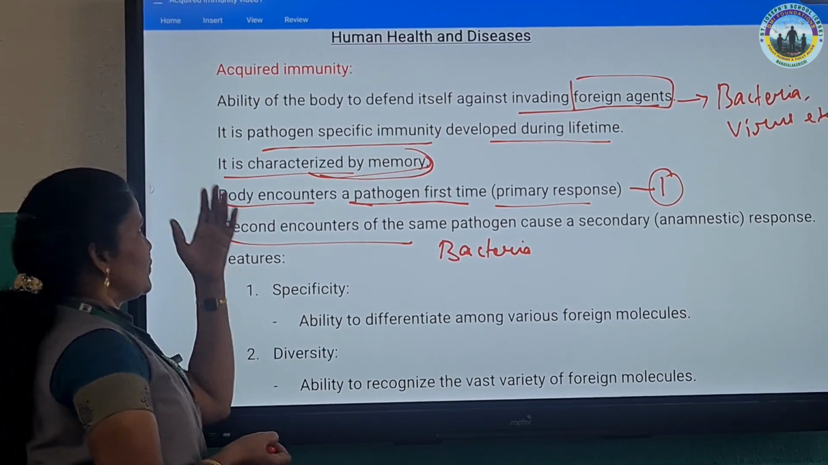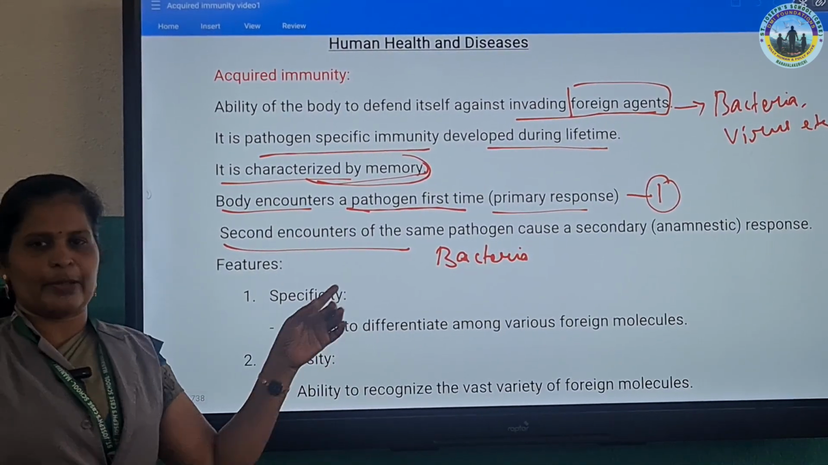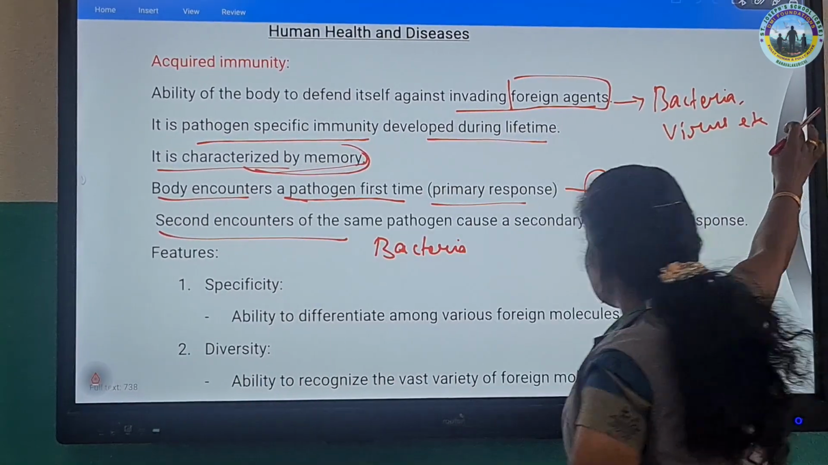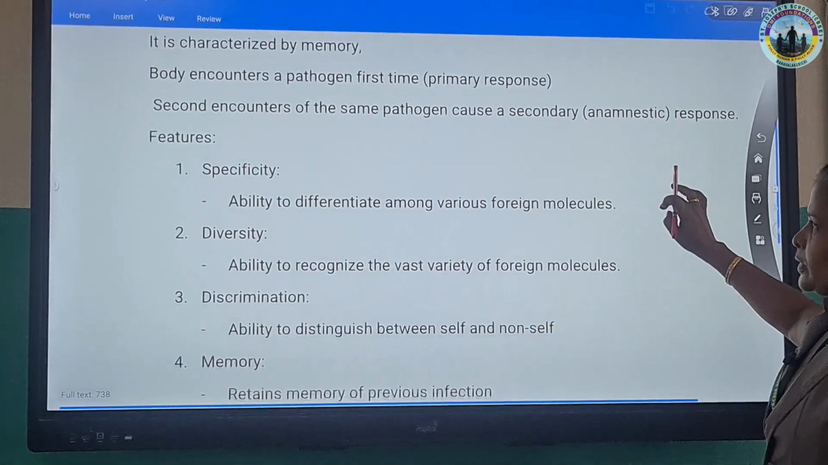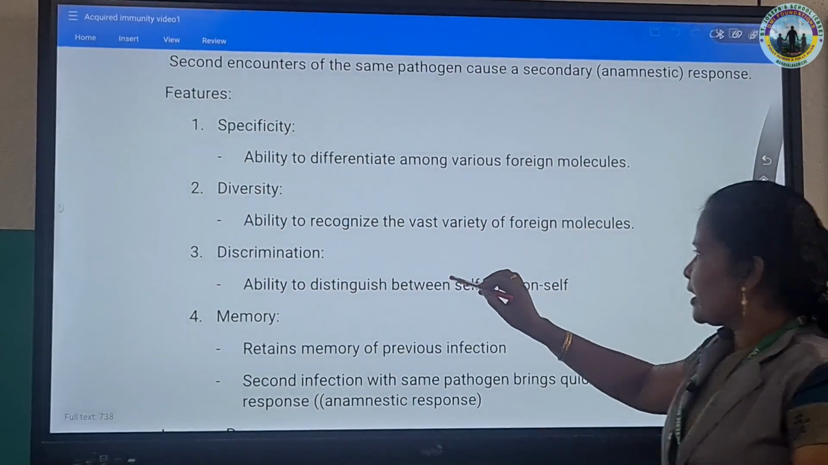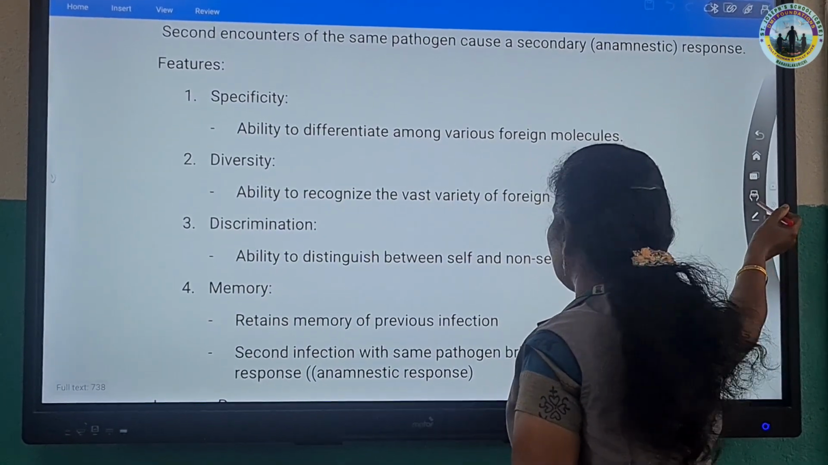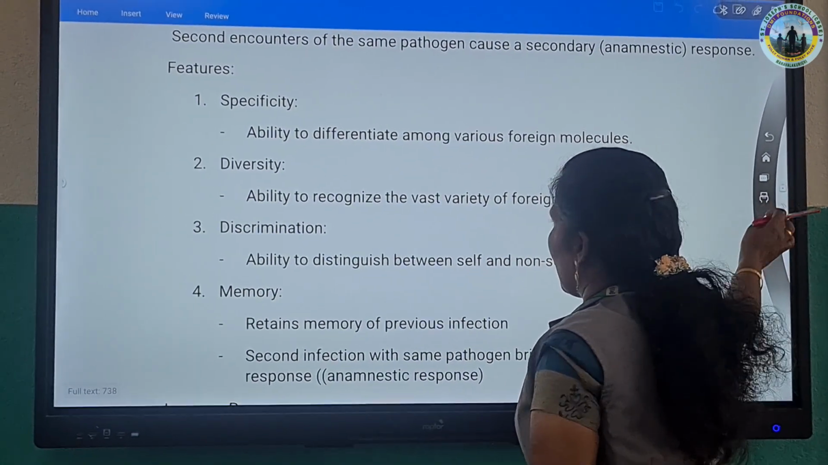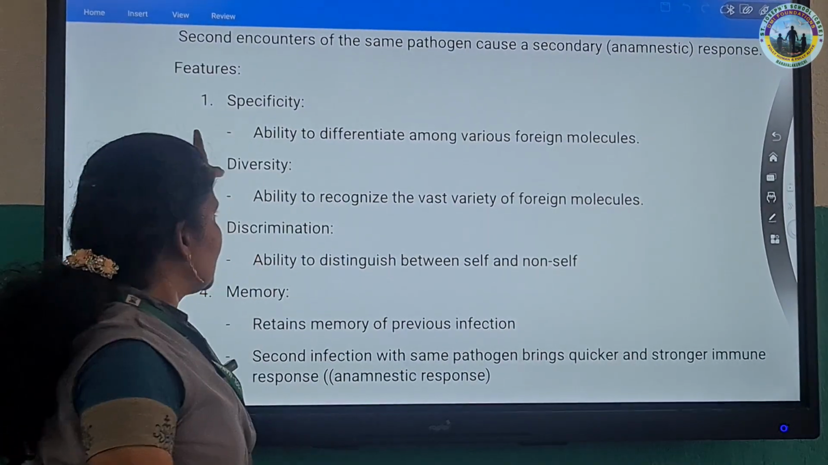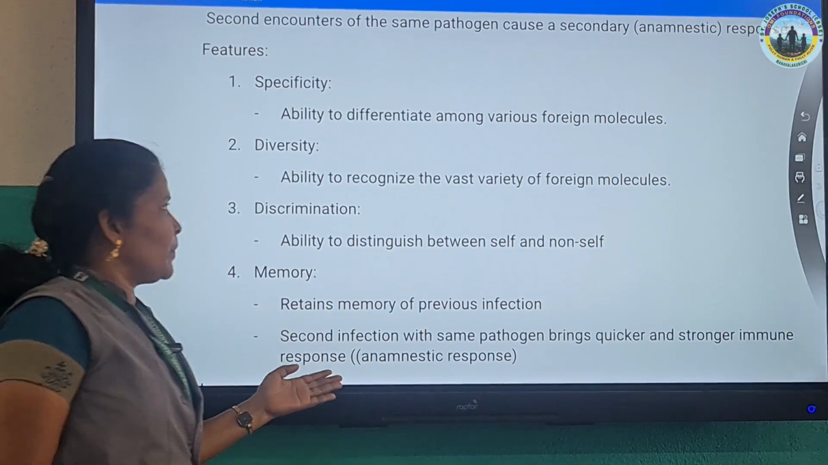So students, we studied what is meant by acquired immunity. There are two responses we studied, primary response and secondary response. Apart from that, what are the features of acquired immunity? There are 4 different types of features. What are they? Specificity, diversity, discrimination, and memory.